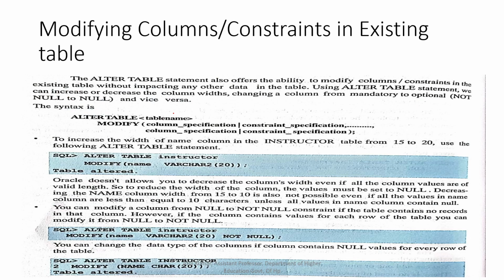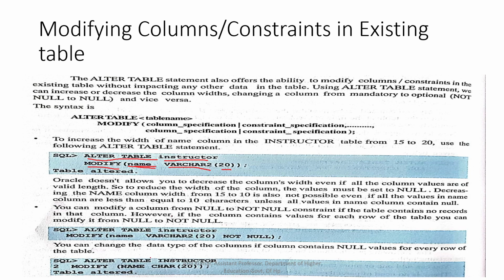Next, we can also modify columns or constraints in the column. So if we want to change the width of the column, then we can use the modify column command. In this, suppose we have to change the width of the name column. The syntax is like this: alter table instructor, then modify. Inside modify we have to write the name of the column which we want to modify, and then the data type and the new size or width of this name column.